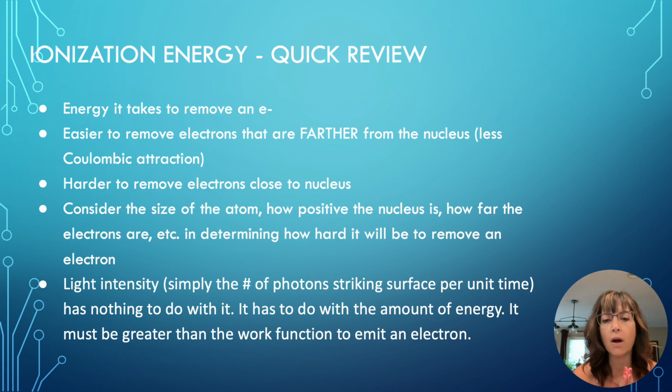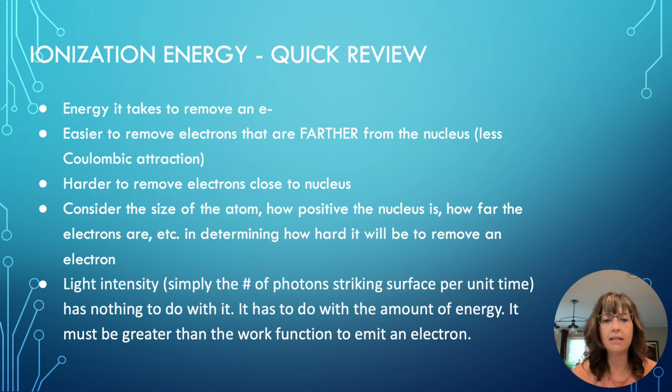Now remember Coulomb's law. Positive and negative attract, like charges repel, and distance affects them. So if an electron is far from the nucleus, it's a lot easier to remove. If it's really close to the nucleus, it's going to be more difficult to remove. So when you're thinking about ionization energy, you want to consider how big the atom is, how positive the nucleus is, how far away the electrons are. All of that will play into how difficult it will be to remove an electron. The more difficult, the higher the ionization energy.